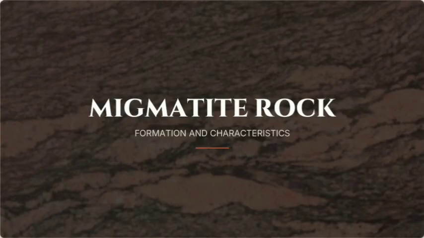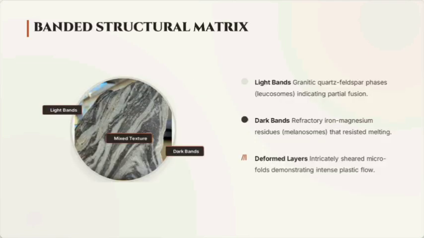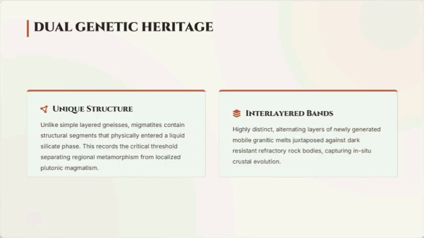In this lecture, we will discuss migmatite rock and how it is formed. Migmatite is a unique type of rock that exhibits characteristics of both igneous and metamorphic rocks. The term migmatite comes from a Greek word meaning mixed rock. It is easily recognized by its distinctive appearance, consisting of light-colored and dark-colored bands interlayered within the same rock.